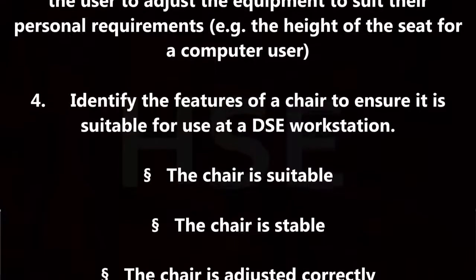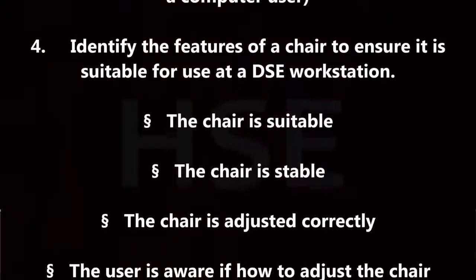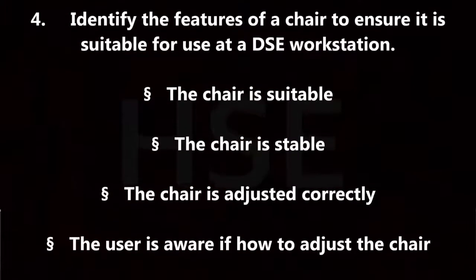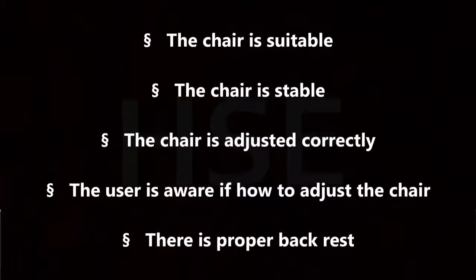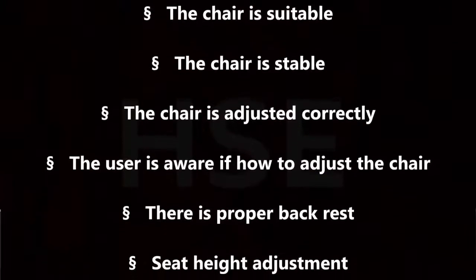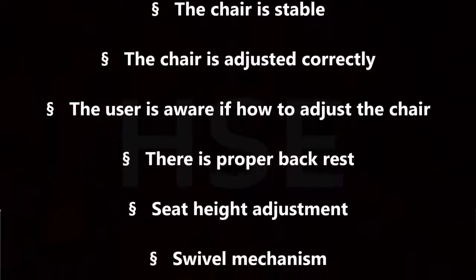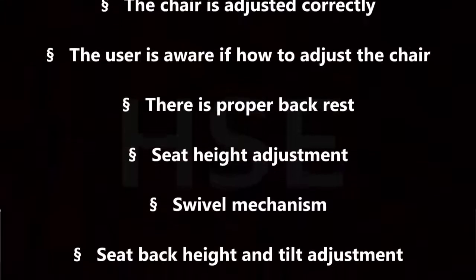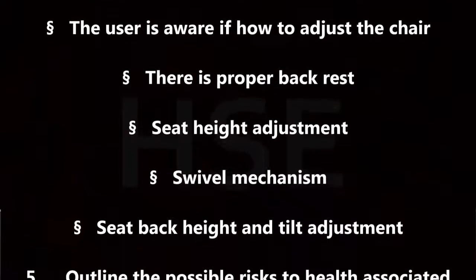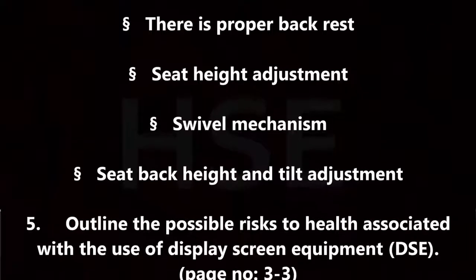4. Identify the features of a chair to ensure it is suitable for use at a DSE workstation. The chair is suitable. The chair is stable. The chair is adjusted correctly. The user is aware of how to adjust the chair. There is a proper backrest. Seat height adjustment. Swivel mechanism. Seat back height and tilt adjustment.